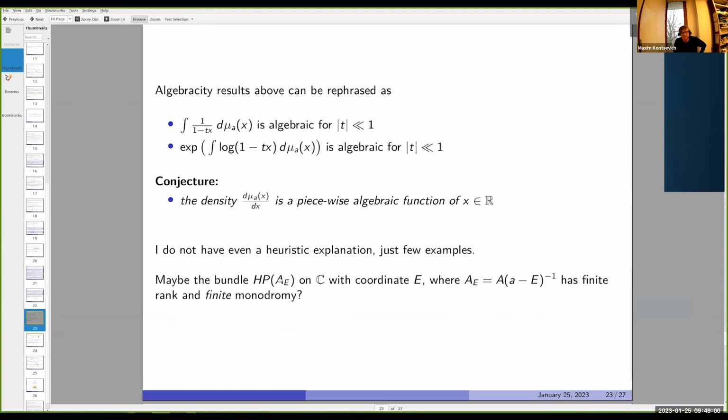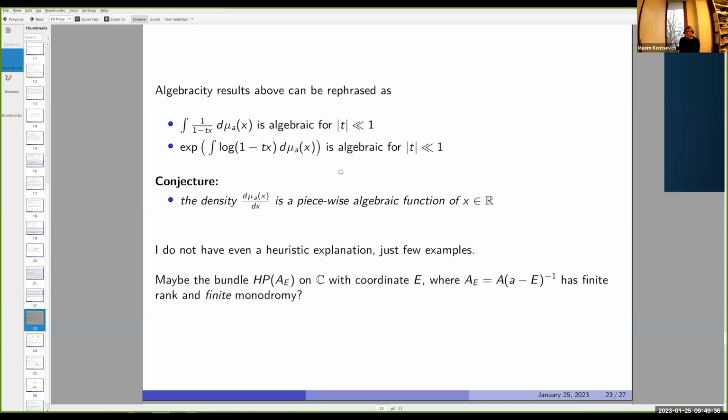So first, we can reformulate our algebraicity properties. This Chomsky-Schützenberger result means that if you integrate 1 over 1 minus x against this probability density, which has compact support on the real line, you get an algebraic function for small t. It is convergent for small t because it has compact support. And in this similar result of mine, you replace 1 over 1 minus x by log of 1 minus x. It's again algebraic for small t. So these are two algebraicities, and the second is stronger than the first.